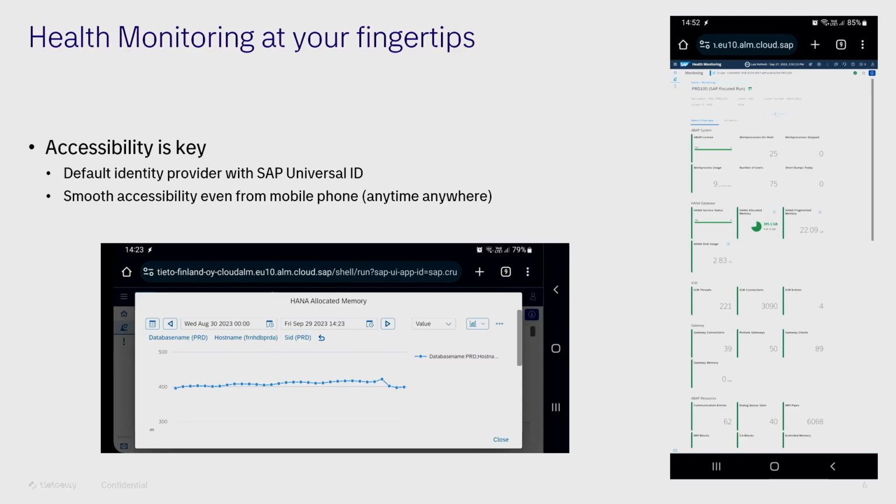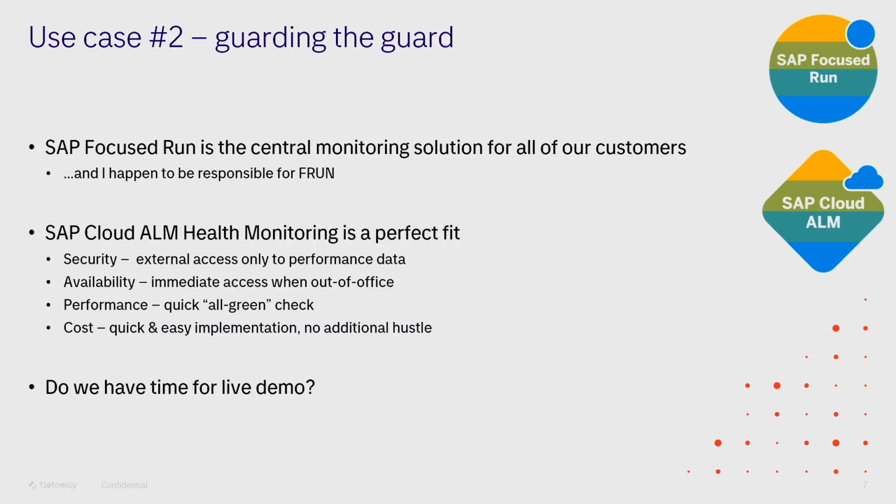The integration with SAP Universal ID is also great, because then you can invite quite many people into the team and everybody gets the availability or accessibility to SAP Cloud ALM and they can be involved in the monitoring process.